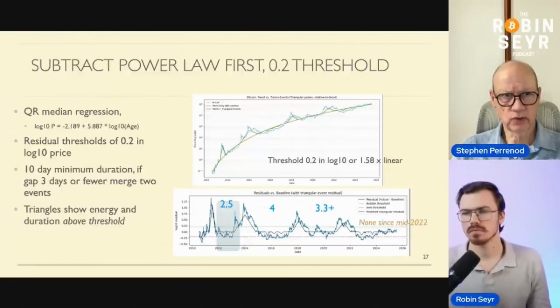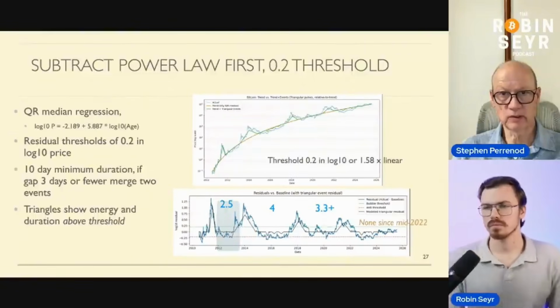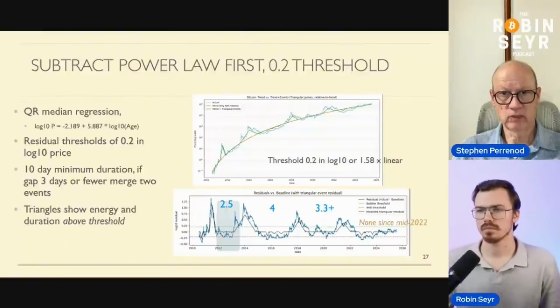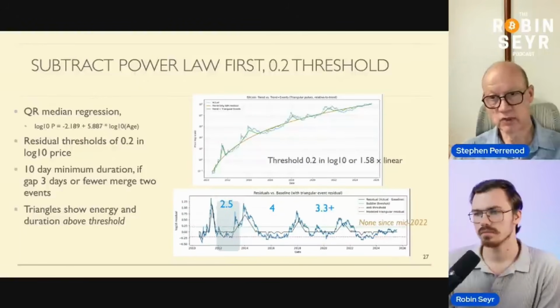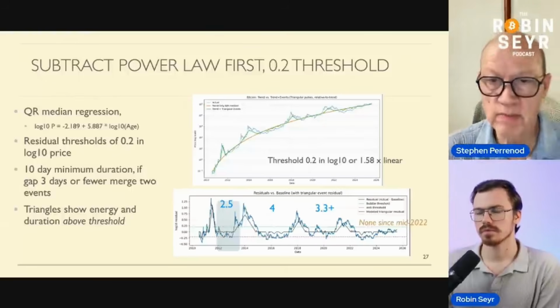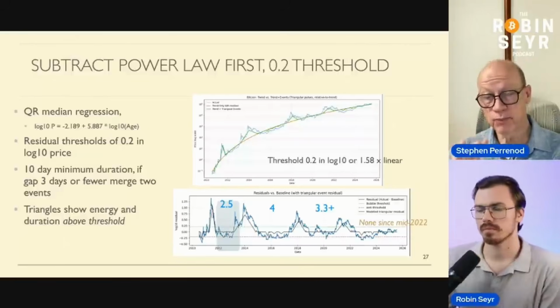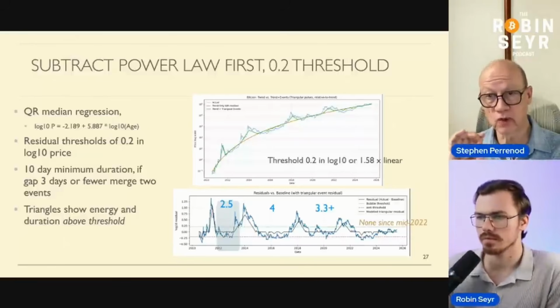This is a fit to the quantile median regression in the upper chart. And then what I've done is I've modeled the bubbles in terms of their peak and their duration. And I set a threshold. I said, you're not in a bubble unless you're at least 0.2 in log 10, which is about 1.58 times the trend line. So these green triangles only measure when you're above 0.2 in log price over trend, and then they only measure how much more than that you are.